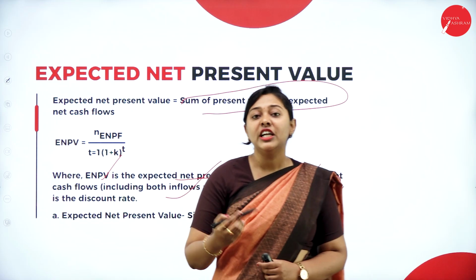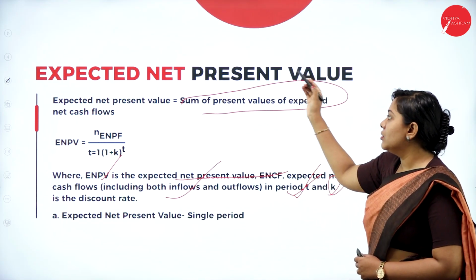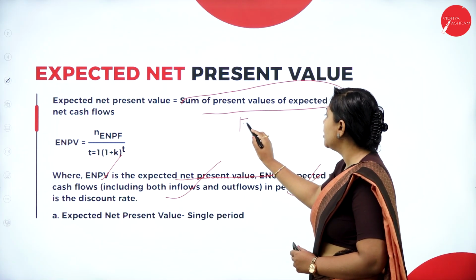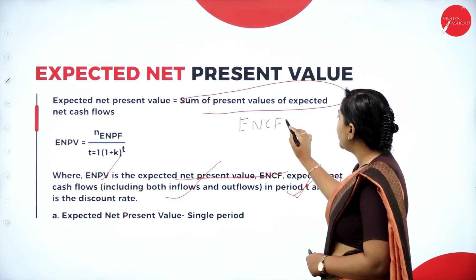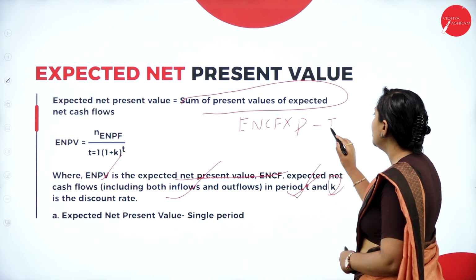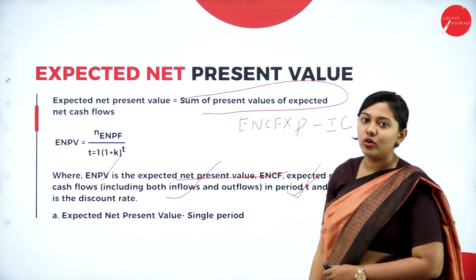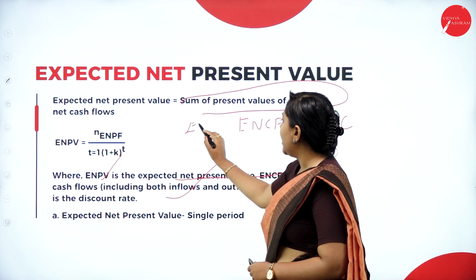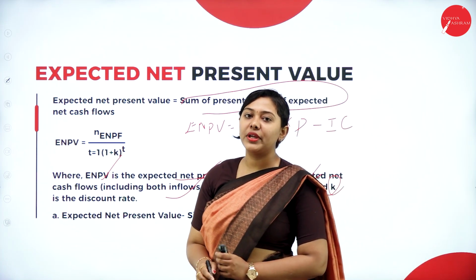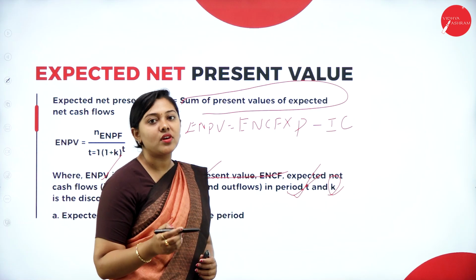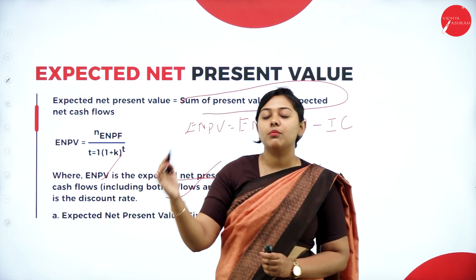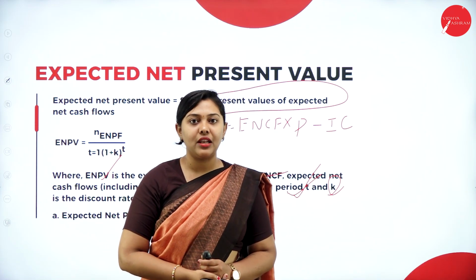So how to solve your expected net present value? Your expected net cash flow will be given. Expected net cash flow into probability, minus your initial cost or initial investment, you will get your expected net present value. That has to be calculated for the single period as well as multiple period. The discount rate is given, so you need to calculate your PV factor. PV factor at 10% for 1 year, how much is it? We need to calculate that.